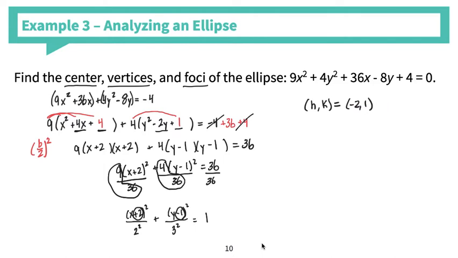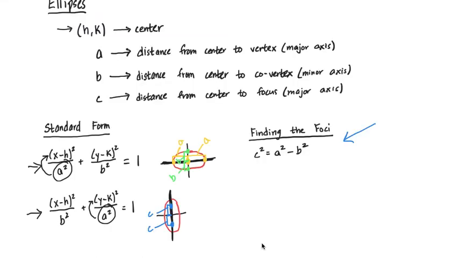All right, now what I like to do is figure out what a, b, and c all equal, and that will help me find the vertices and the foci. So a is always the bigger value, okay? So in this case, it's 3. b is the smaller one, so in this case it would be 2. And c I need to figure out. Now remember, we have a formula for c. So c squared equals a squared minus b squared.